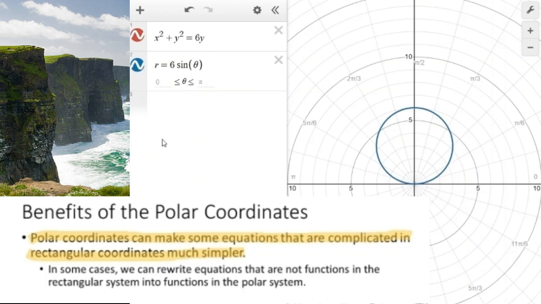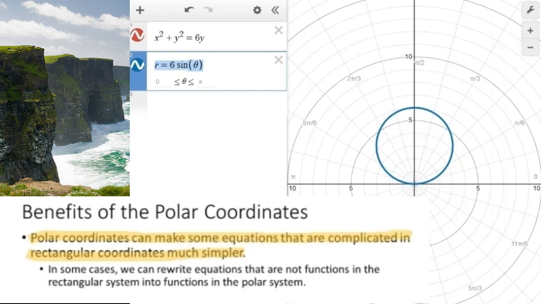But r equals 6 sine theta would be much easier to work with since, A, r is a function of theta. And keep in mind, since this is a different coordinate system, the vertical line test doesn't tell us anything here because the vertical line test only works in rectangular coordinates. So while y is not a function of x in the first equation, r is a function of theta in the second equation, and functions are easier to work with.